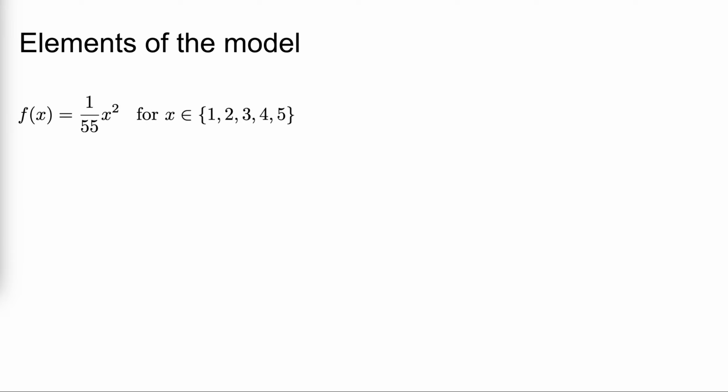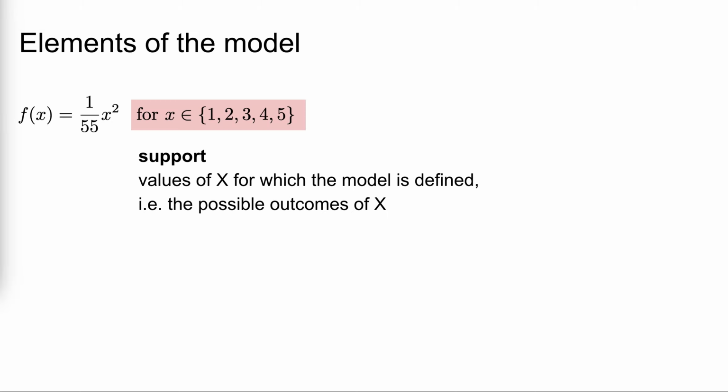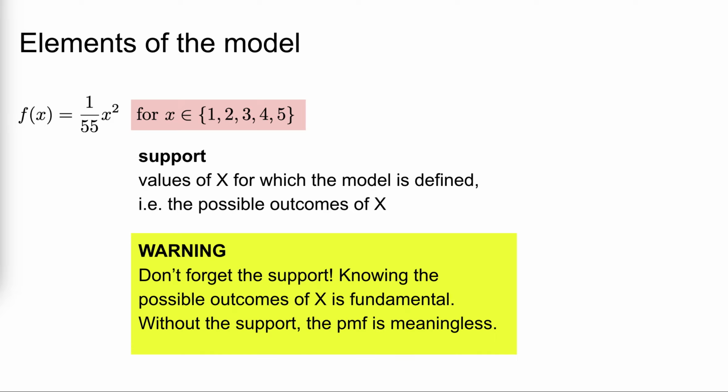Next, let's dig into the elements of the formula itself. First, and importantly, the support of a PMF indicates the values of x for which the model is defined. That is, it indicates the possible outcomes of x. Here, our PMF indicates that a customer's restaurant rating can range from 1 to 5 stars. Unfortunately, people often forget to include the support when writing out a PMF. Don't do this. Knowing the possible outcomes of x is fundamental to understanding its behavior. Thus, without the support, a PMF is meaningless.